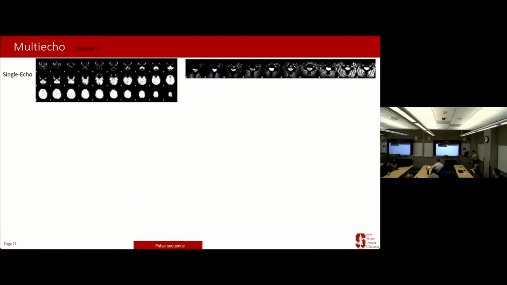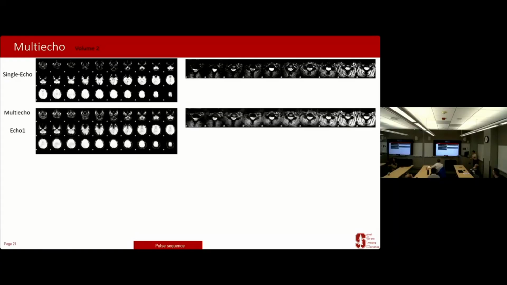This is another example of direct comparison of single echo to multi-echo images. Single echo uses a TE of 30. Most spinal cord images look okay. A few of them are not optimal, like this one. And this is a single volume. This is a second volume that I took. It's not averaged.